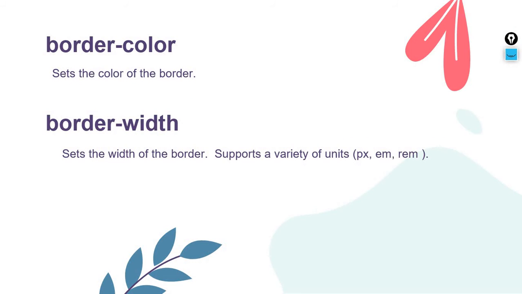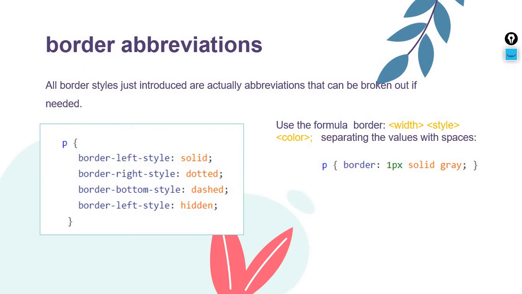And then the border color sets the color of the border. The border width sets the width of the border. It supports a variety of units such as pixel, em, and rem. Border abbreviations: all border styles just introduced are actually abbreviations that can be broken out if needed.